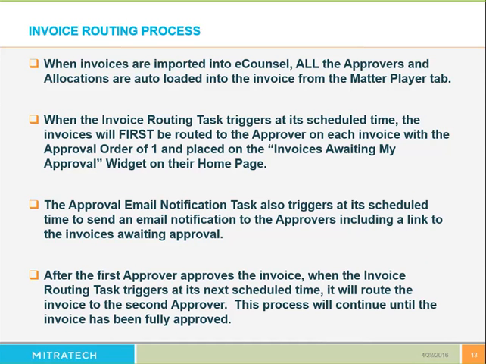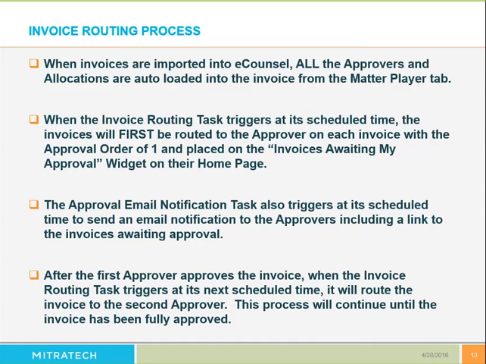The approval email notification task also triggers at its scheduled time, and it's going to send an email notification to the approvers that includes a link to each individual invoice awaiting their approval. It will also give them a link to check that will take them to the list of all the invoices awaiting their approval so that they can batch approve if they want to do that.